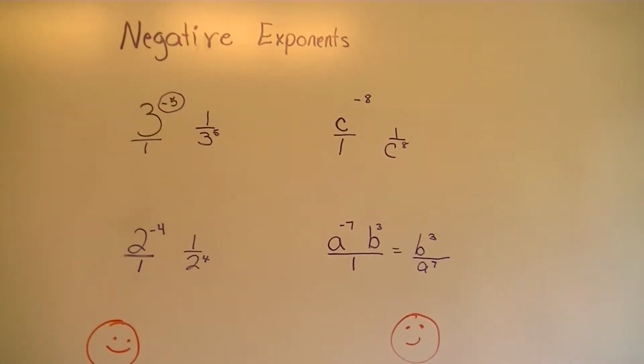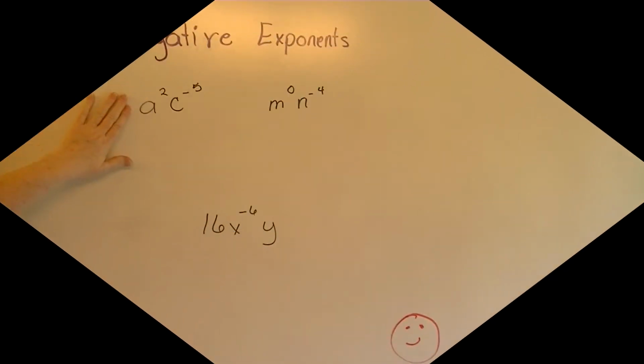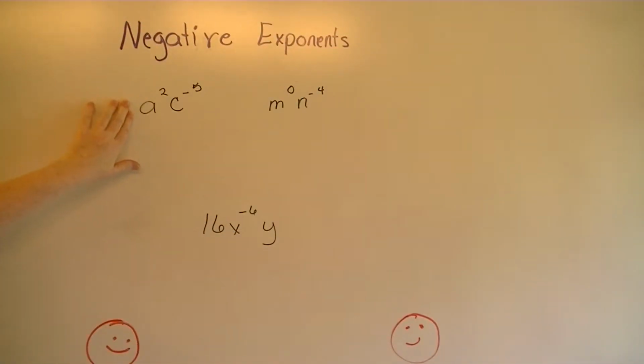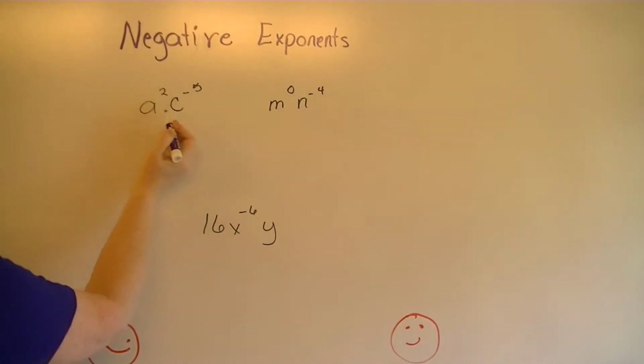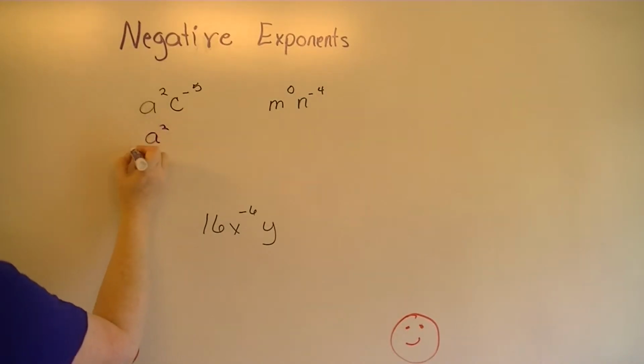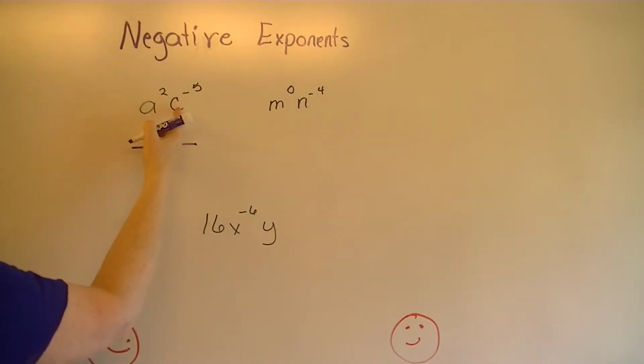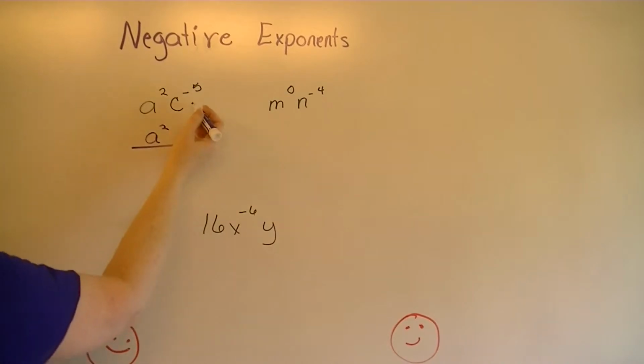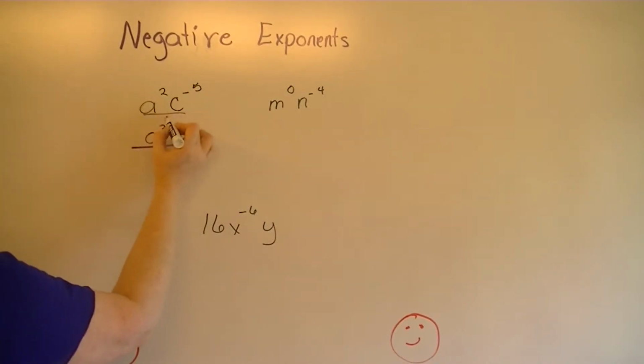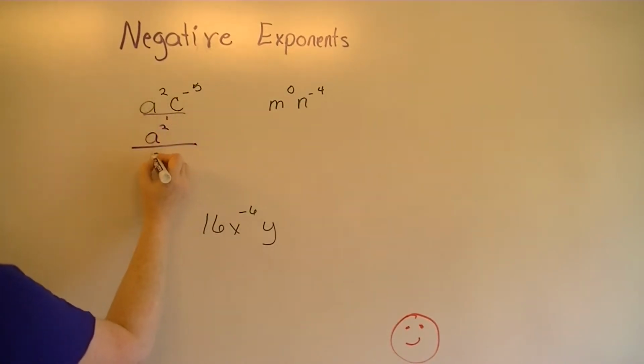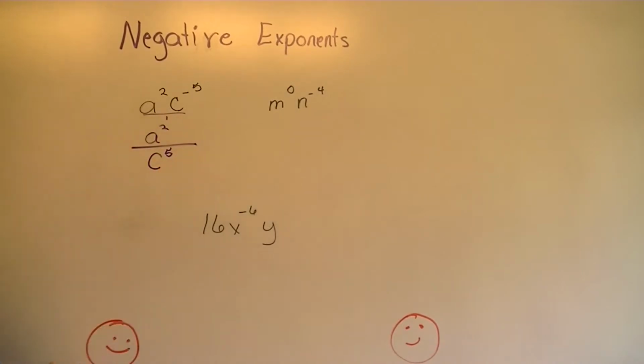Let's take a look at a couple more problems. Let's take a look at this problem, a squared c to the negative 5th power. The a squared is in the correct place, so I can put it there and draw my fraction bar. And the c needs to be flipped. It's on the top, if you think about it, over 1. So we need to move it to the bottom. And then when I flip it to the denominator, it becomes positive. So the answer is a squared over c to the 5th power.